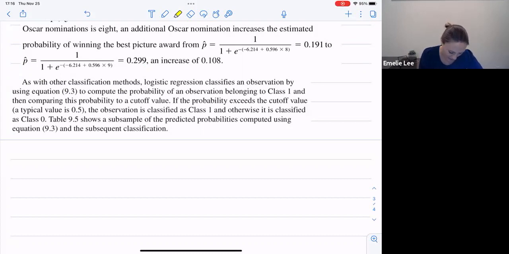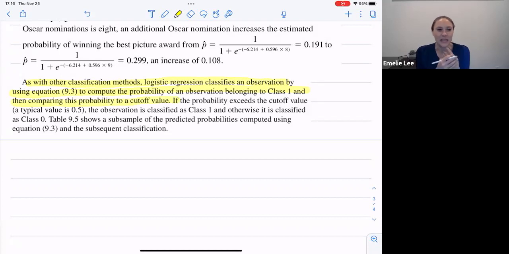And let me see, I'm trying to highlight something, but I can't find it. Maybe I'll just highlight this, I guess. It is what I wanted to highlight.